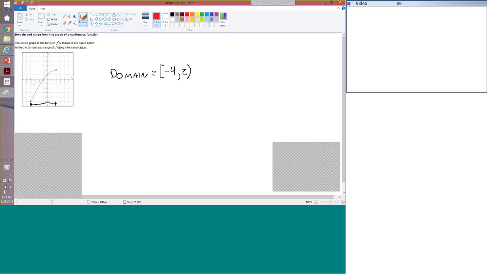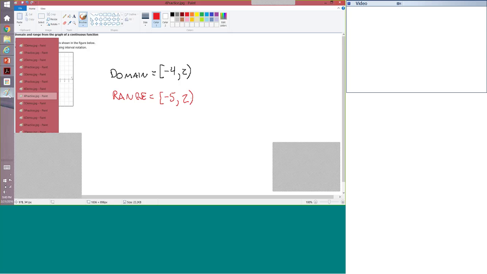Our range for this one is going to be our y values, where we start down here at the bottom and come up to here where it stops at the top. So our range is going to start at y is equal to -5, right down here, and come up to where y equals +2, which of course gets the parenthesis. Is that what everyone else got? All right, good deal. Let's jump on to number 5 here.